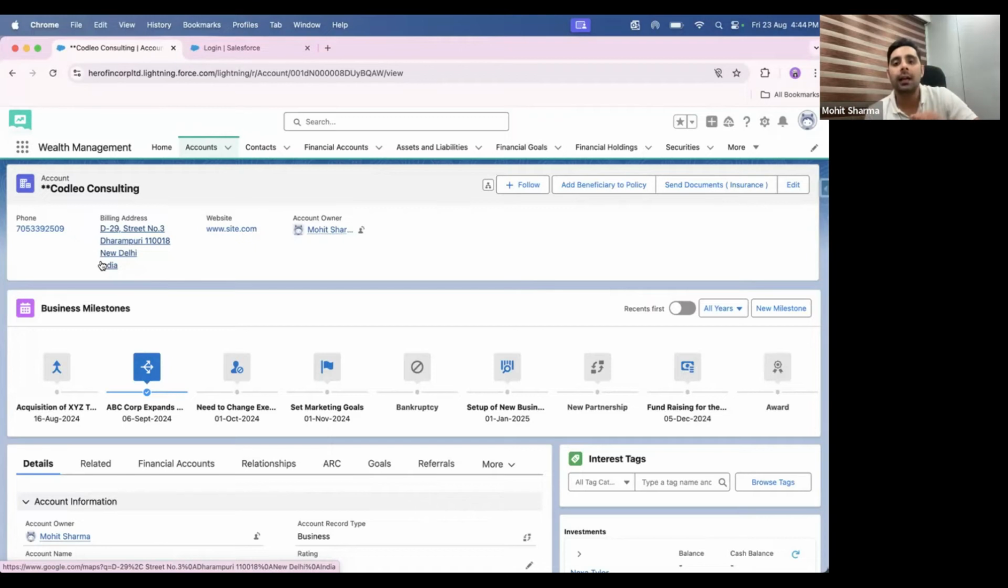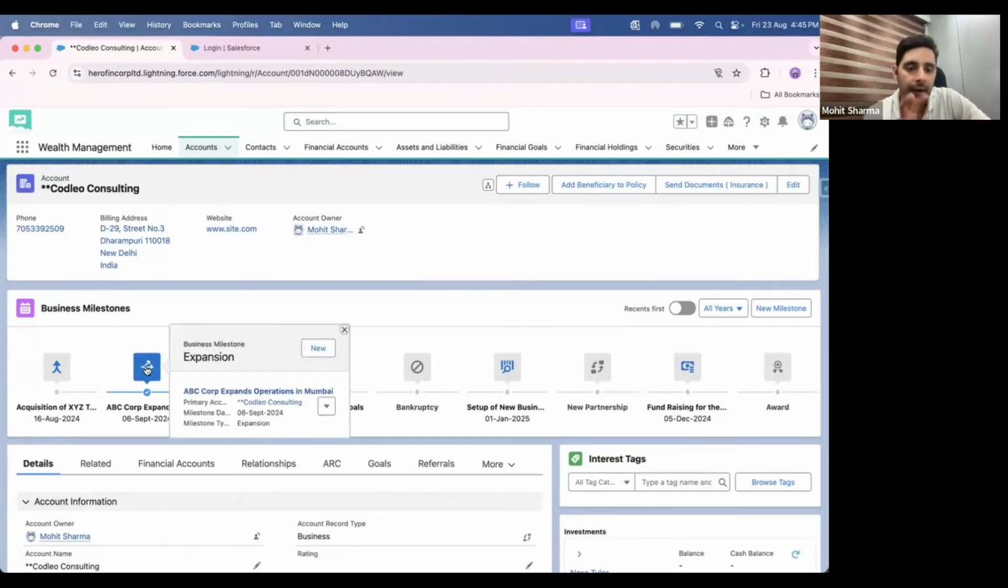But in your FSC, out of the box, you can also manage these business milestones, the live events which I was talking about, where I can see how things are happening with that person. So these are my business milestones, where you can see date by date, or month over month, or year over year, right? So how the organization is growing.